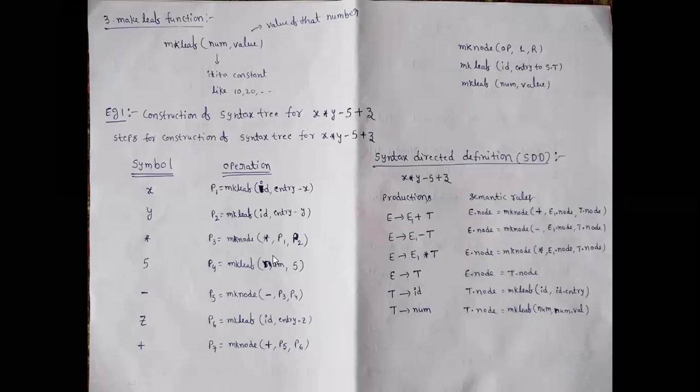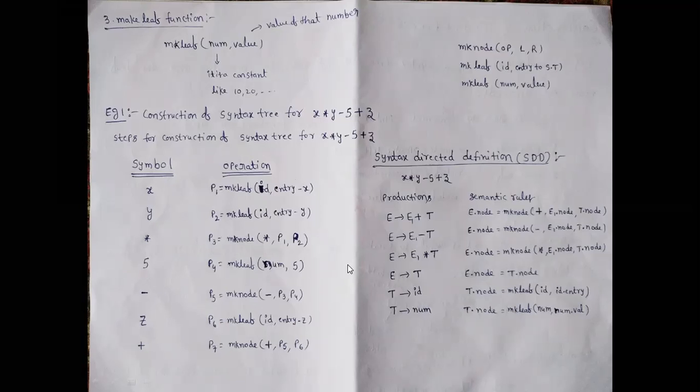So these are the steps to construct the syntax tree for the given expression, using symbols and operations. P1, P2, P3, P4, P5, P6, P7. As many symbols as there are in the expression, that many productions arise. It went up to P7. Okay. After constructing this, we have to write the syntax directed definition.